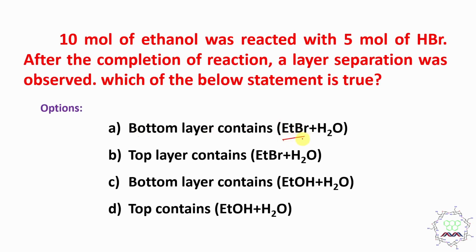True. Which given? So, bottom layer ethyl bromide, fine. No, but water is there, not possible. Bottom layer contains ethanol and water, that's also not possible. Now let's go to the top layer. Top layer contains ethyl bromide, not possible. So top layer contains ethanol and water. This is the answer.